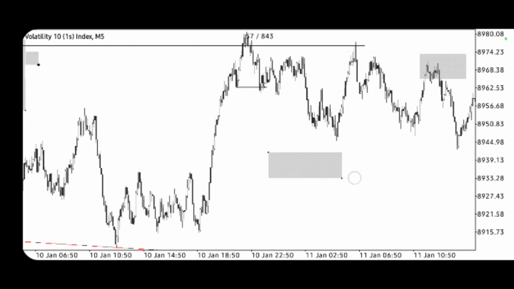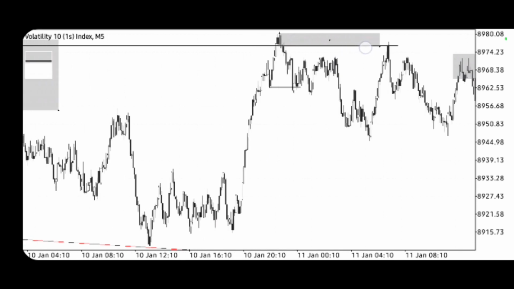Because it is my A setup. Yes, it is my A setup. And when I mean A setup, it simply means the setup that I am so much confident about, not the setup I am doubting, or the setup I am thinking it might go wrong or it might go right. Fine, the market is based on probability, but here I have my A setup.